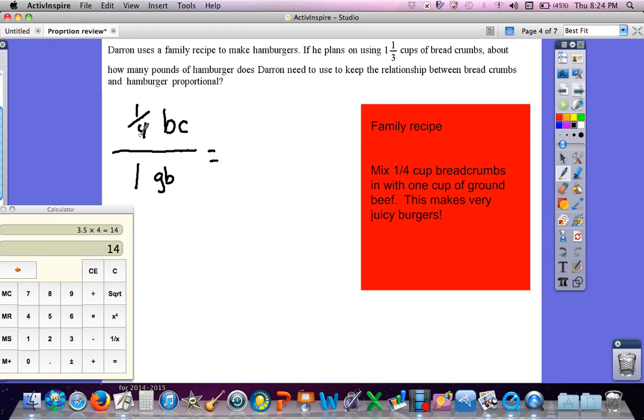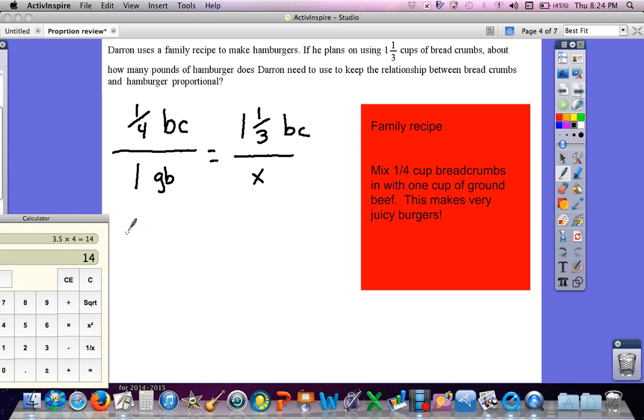I know fractions make you nervous, but I want you to see the fractions are not really that bad. Now, normally we would make a recipe based upon how much ground beef we want to use, but Darren is bound and determined he is going to use 1 1/3 cup of breadcrumbs. So the first thing I want to do is multiply 1/4 times x, which is going to give me 1/4 x. 1 times 1 1/3 is going to give me 1 1/3.